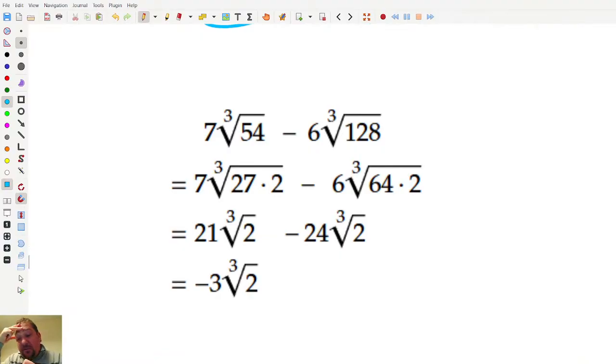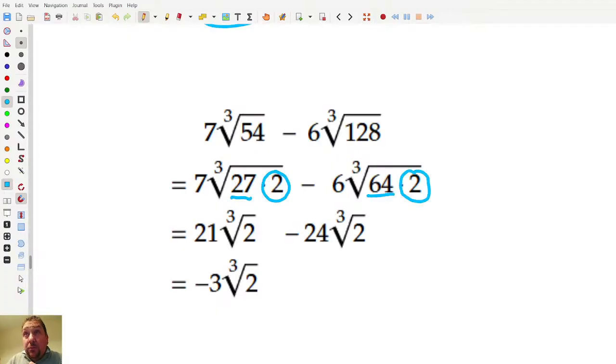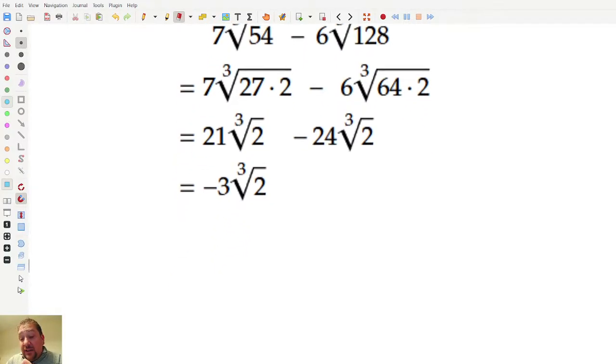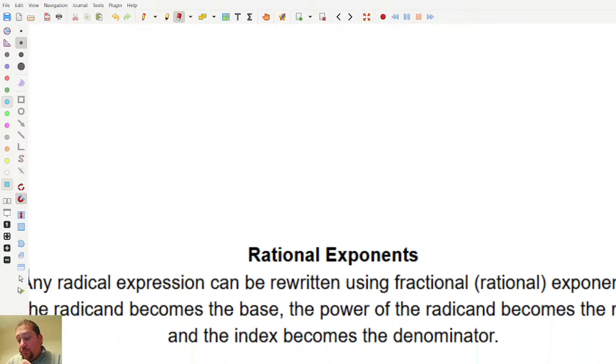But anyways, keeping this nice and clean. So here's my perfect cube. That's going to stay put. Okay, the cube root of 27 becomes 3. And then it's going to get multiplied by that outside 7, so we're going to have a 21 outside. 2 stays inside. Cube root of 64 is 4. It's going to get multiplied by that 6 to be 24. 2 stays inside. And at this point, 21 cube roots of 2 minus 24 cube roots of 2 is negative 3 cube roots of 2.